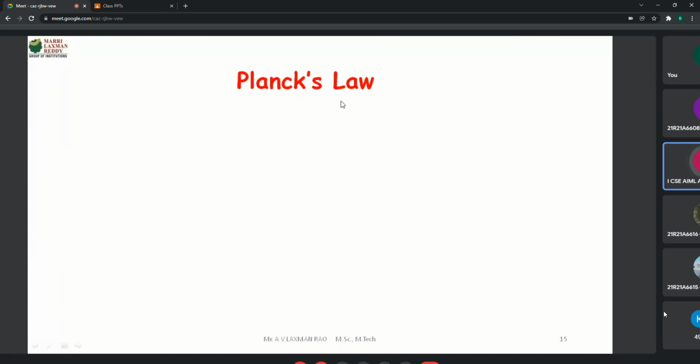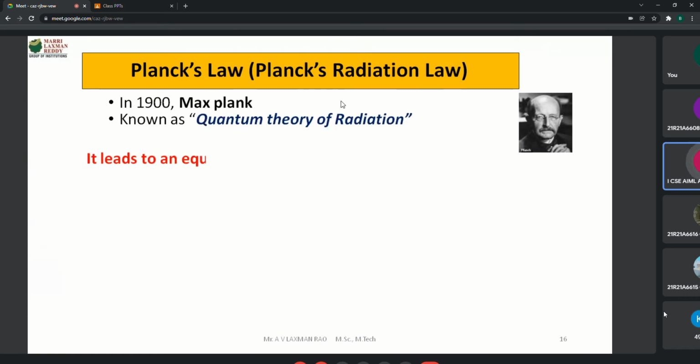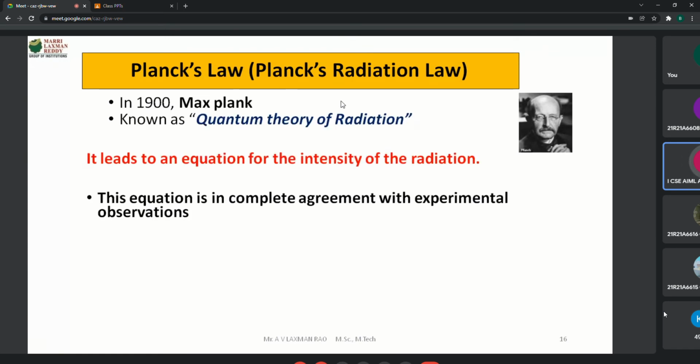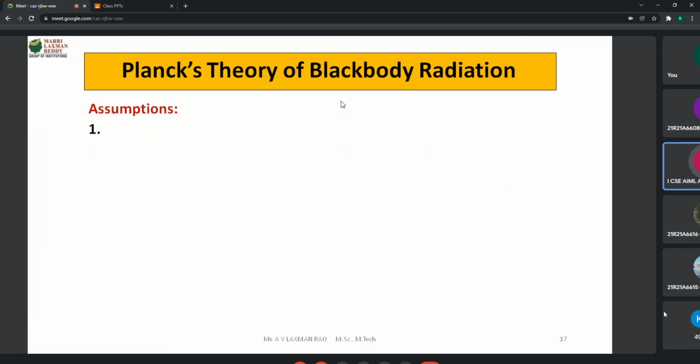Next in this unit, we have one more topic: Planck's law. It has never been asked, but you must know it because it is very, very important. So what is Planck's law? We call it the quantum theory of radiation. This is very important. Assumptions of Planck's law are what is important.